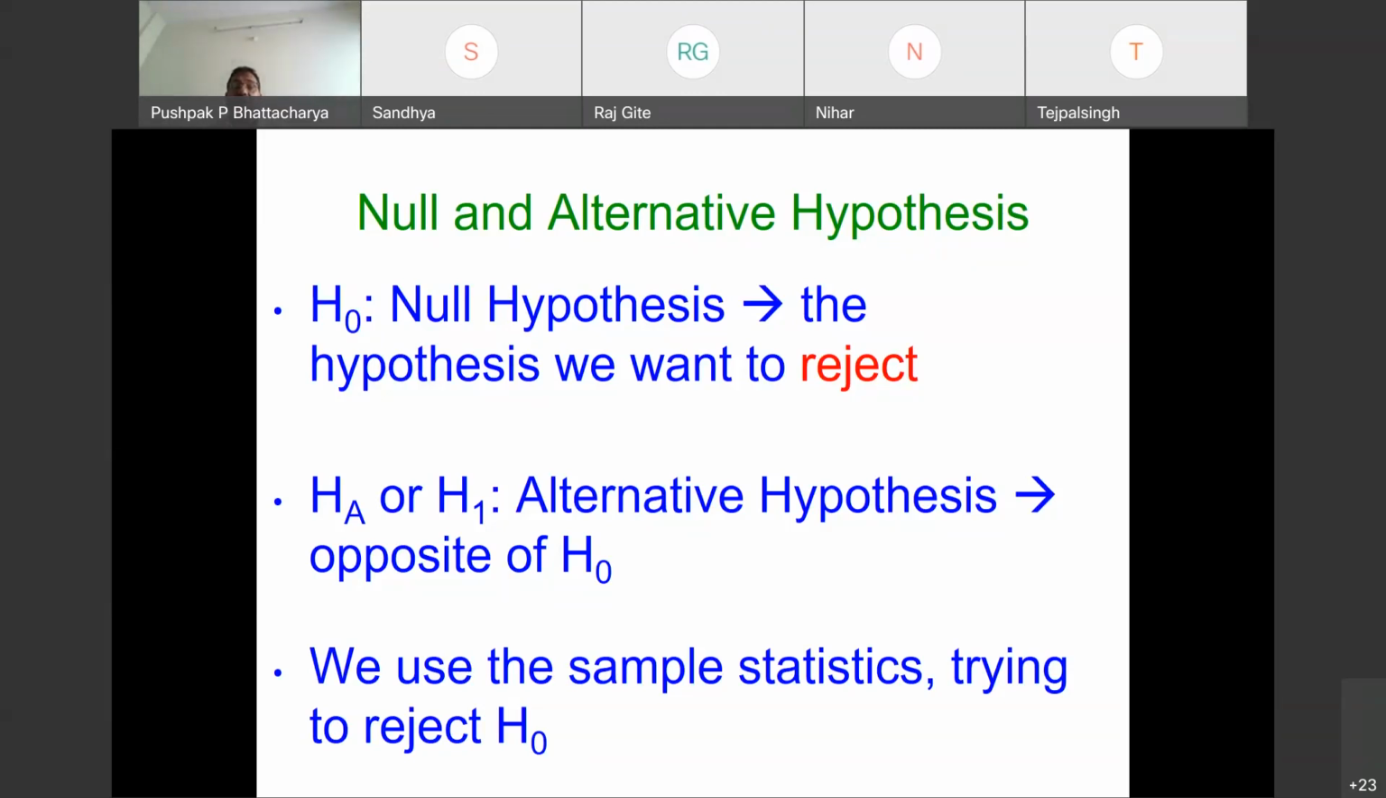HA or H1 is called the alternative hypothesis, which is the opposite of H0. And we use the sample statistics trying to reject H0. Sample statistics means the data that we have observed.